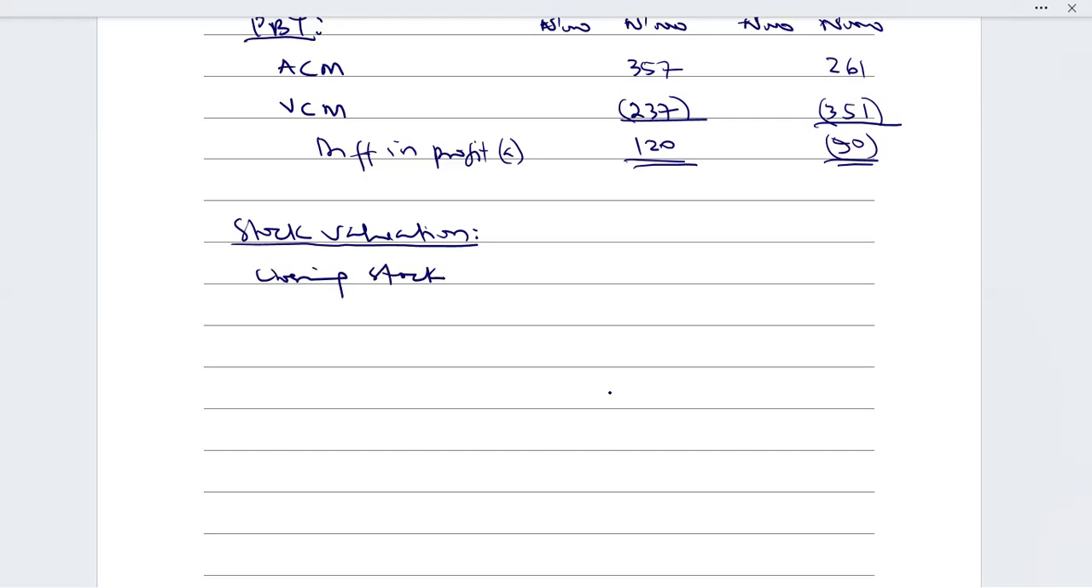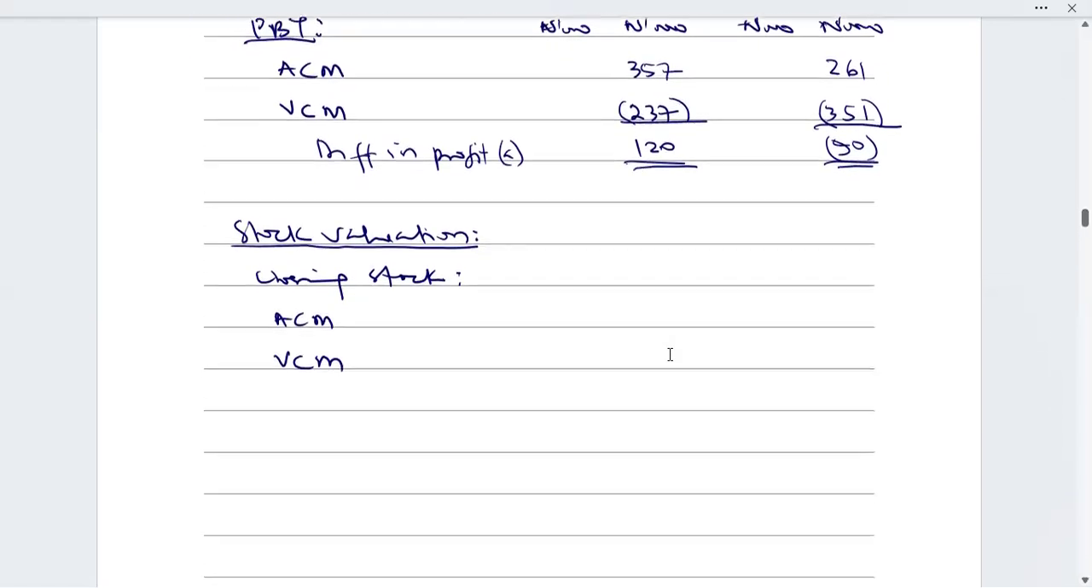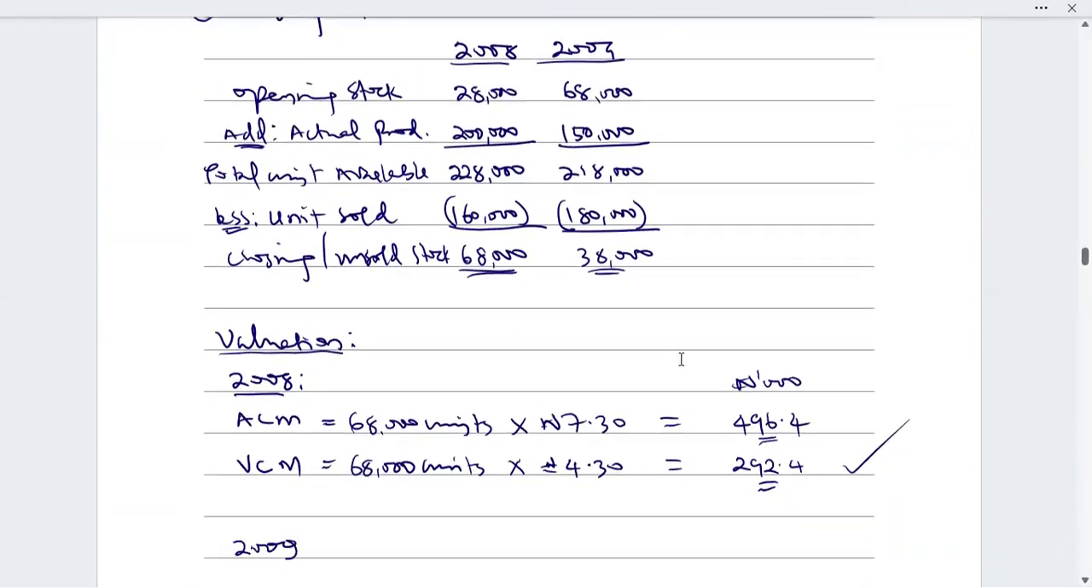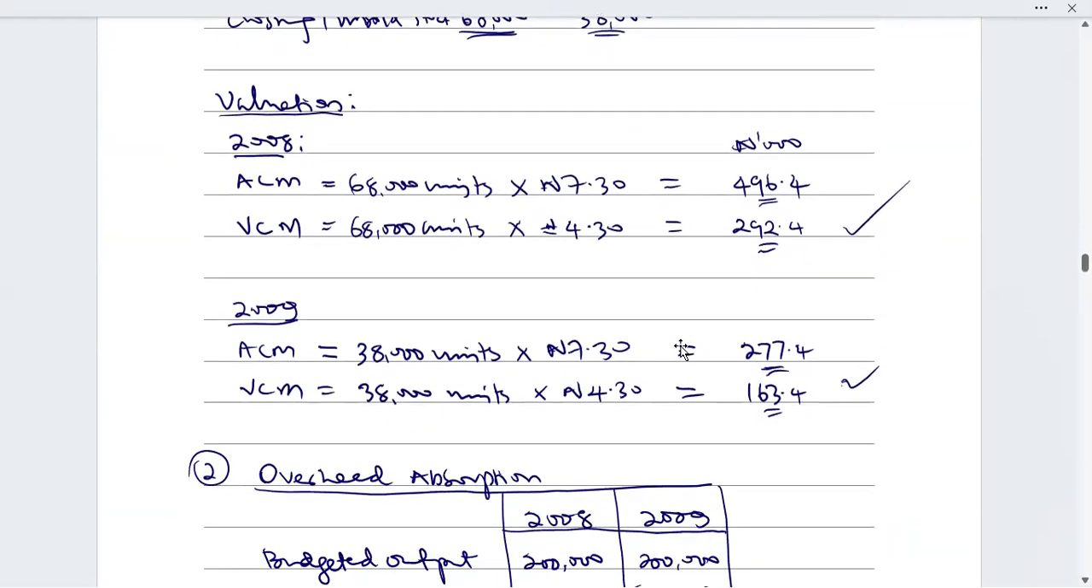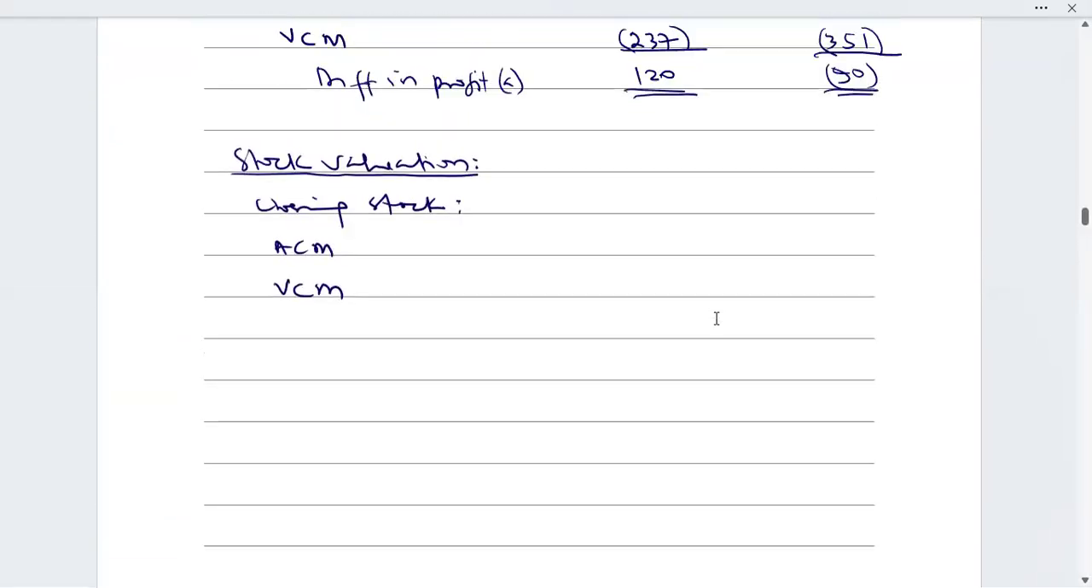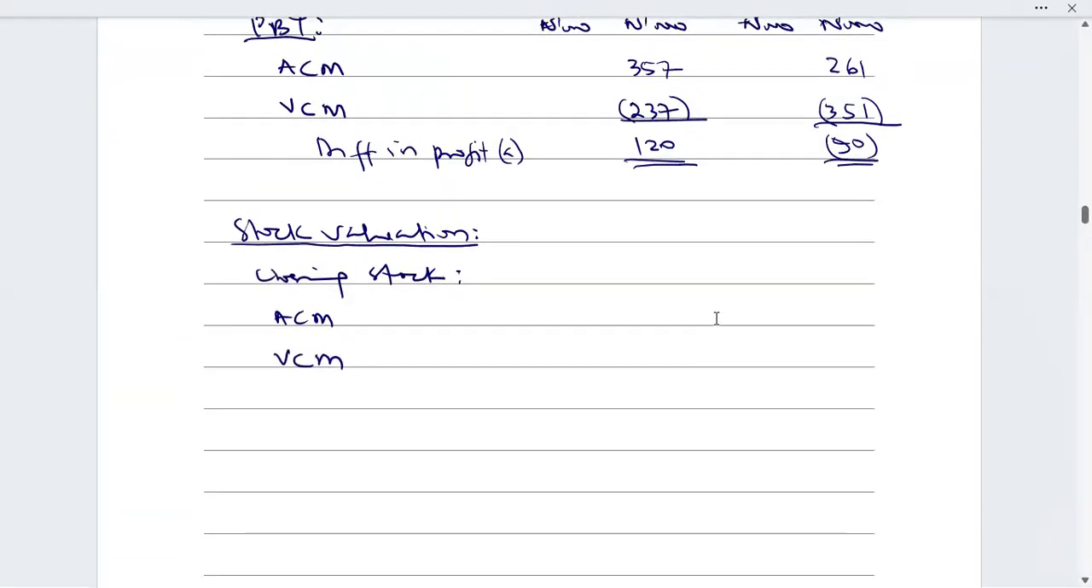So under the closing stock, I will pick absorption costing method. I will also pick variable costing method. So under absorption costing method, what is the closing stock? I think this one is closer. Yes, 496.4. So here is 496.4. So I will come here, 496.4. For VCM, I think it's 277.4.